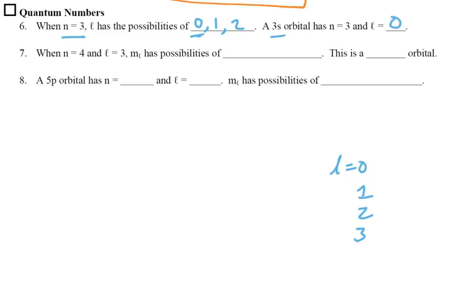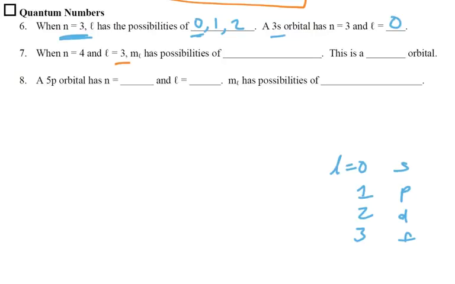And if that goes, then it means the orbital is going to be an s orbital, a p orbital, a d orbital, an f orbital. So we just memorize that: l 0, 1, 2, 3 is s, p, d, f. But on level 3, there are 3 possibilities because there are 3 different kinds of orbitals, 3 different subshells on level 3. Okay, when n equals 4 and l equals 3, m sub l has what possibilities?